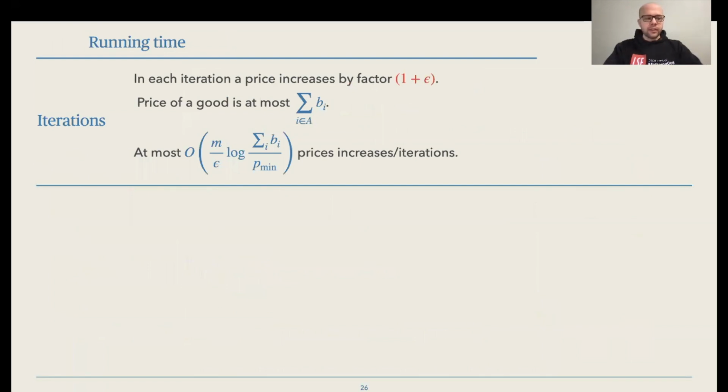Okay, so for the running time, let us first mention how to count the iterations. As we said before, an iteration represents the price increase by a factor of 1 plus epsilon. The price of a good can be at most the whole budget of all the agents. For example, if we have just one good, then they will just spend all the money on this one good. Then we can simply see that there are at most on the order of m divided by epsilon times log of the highest price divided by the smallest initial price. This p min is the smallest among the prices in the initialization, and so this log term will tell you how many times you can increase the price, and the m is because you have m items.